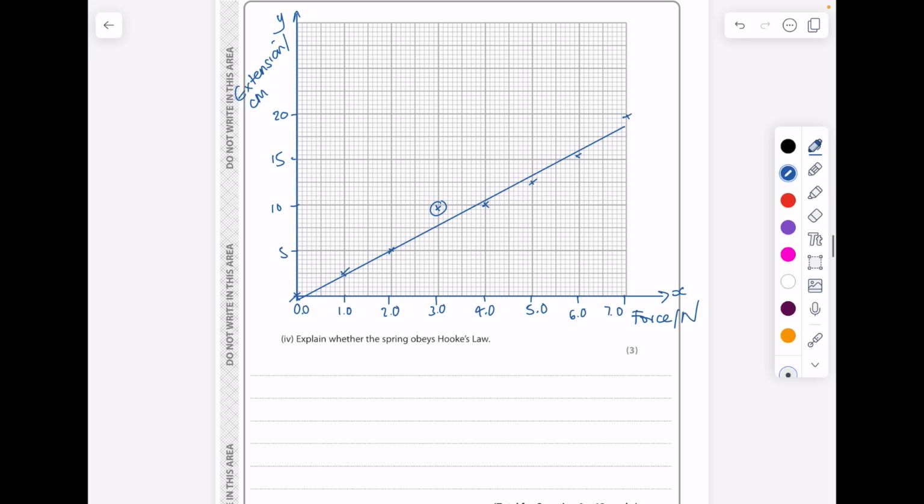Explain whether the spring obeys Hooke's law. So we need to make a comment. Does it obey? Yes. The force and extension are directly proportional. They pass through 0, which is the origin. And we have no deformation of the spring up here. There's no wriggling line, which means that the spring hasn't reached its elastic limit.